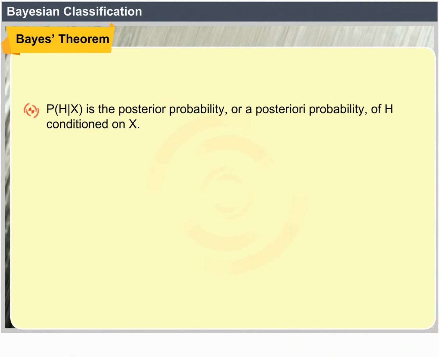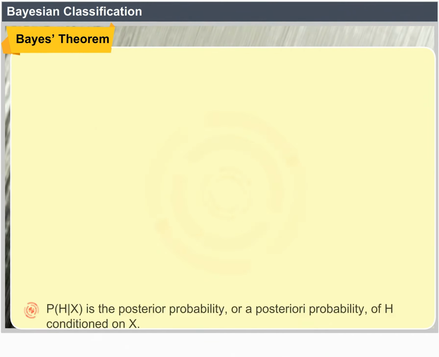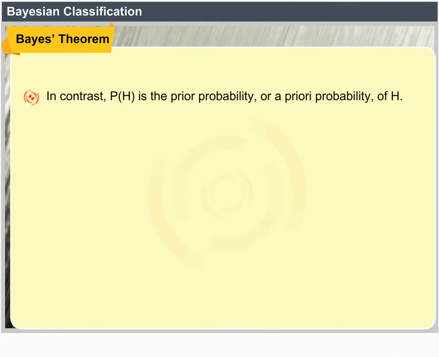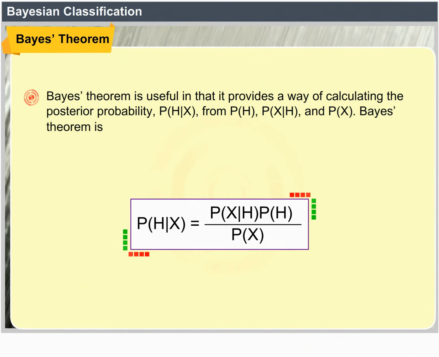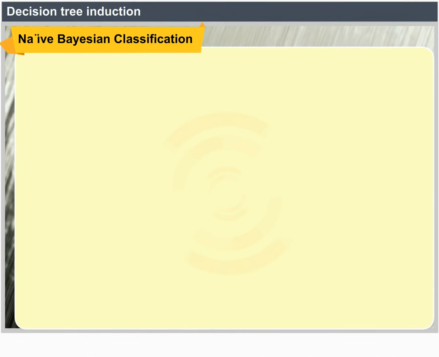P(H|X) is the posterior probability, or a posteriori probability, of H conditioned on X. In contrast, P(H) is the prior probability, or a priori probability, of H. P(X) is the prior probability of X. Bayes' theorem is useful in that it provides a way of calculating the posterior probability P(H|X) from P(H), P(X|H), and P(X). Bayes' theorem is: P(H|X) equals P(X|H) times P(H) divided by P(X).